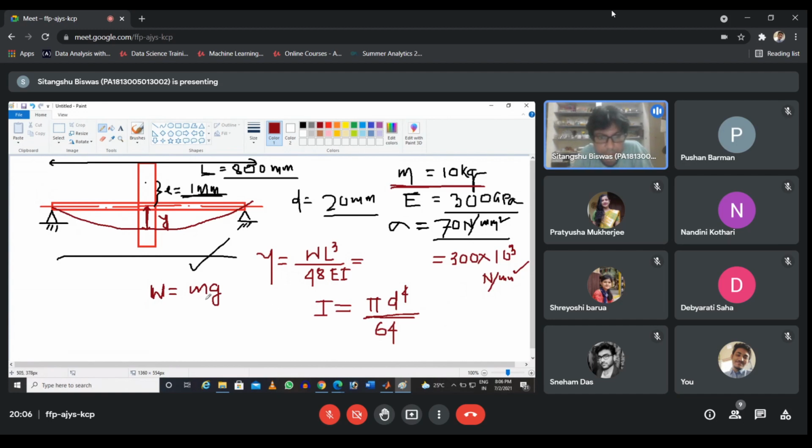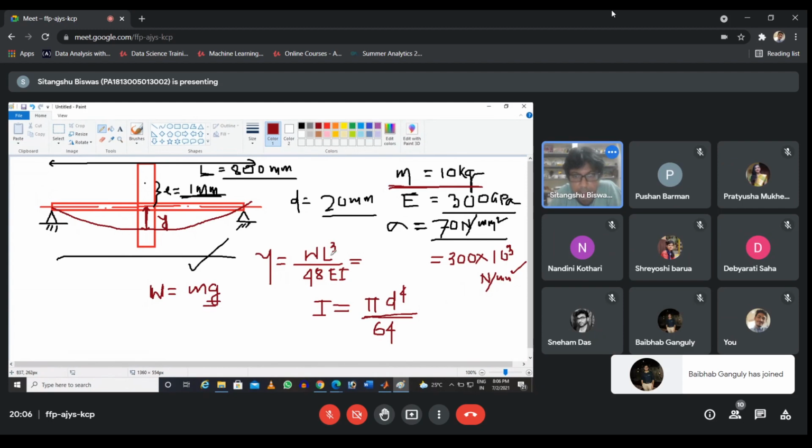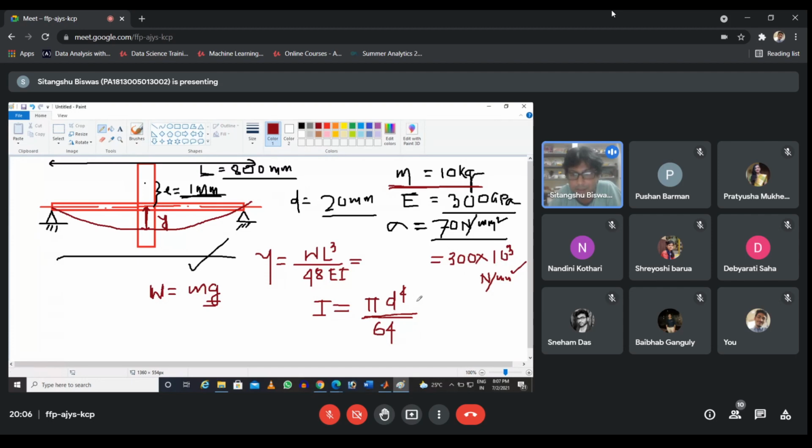So M is 5 kg, g is 9.8, L is 800, E is 300 into 10 to the power 3, I is this one, it will be in millimeter to the power 4. D is given as 20. So what is the value coming for y?